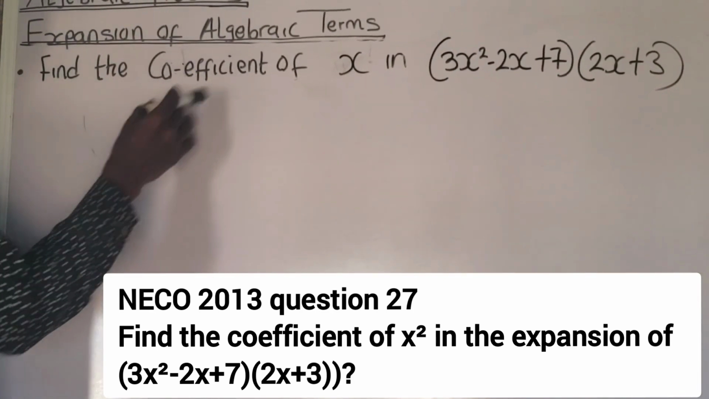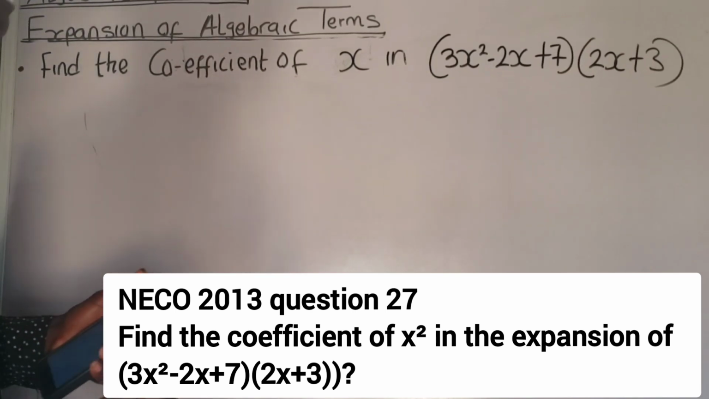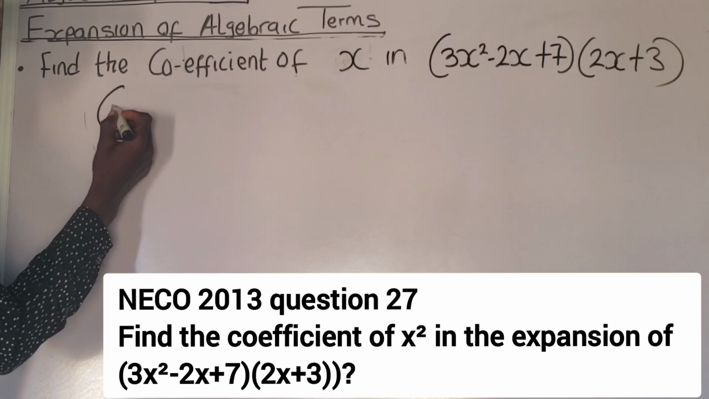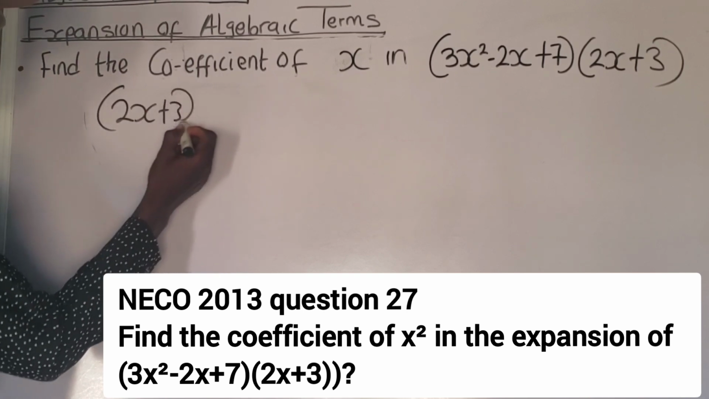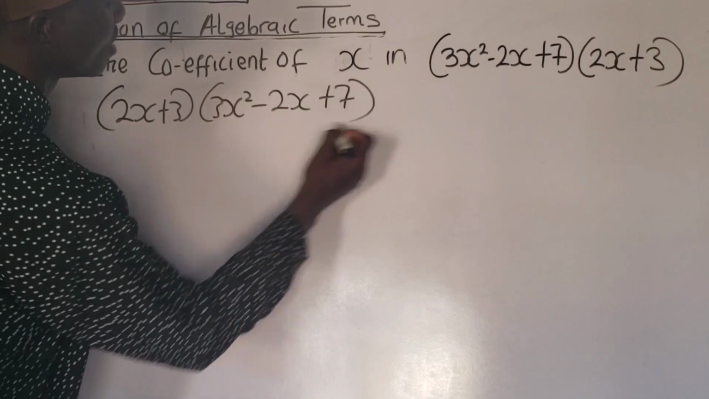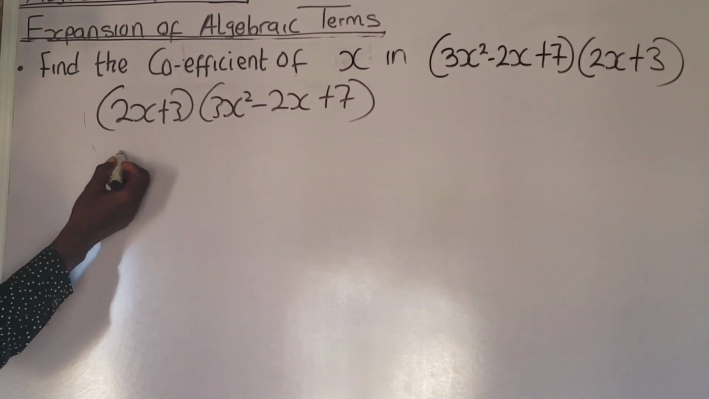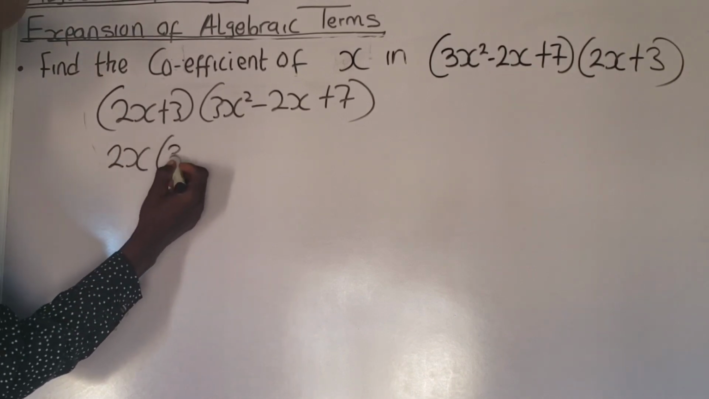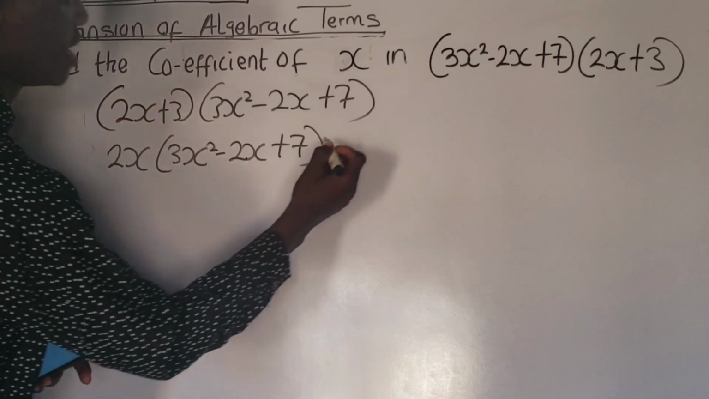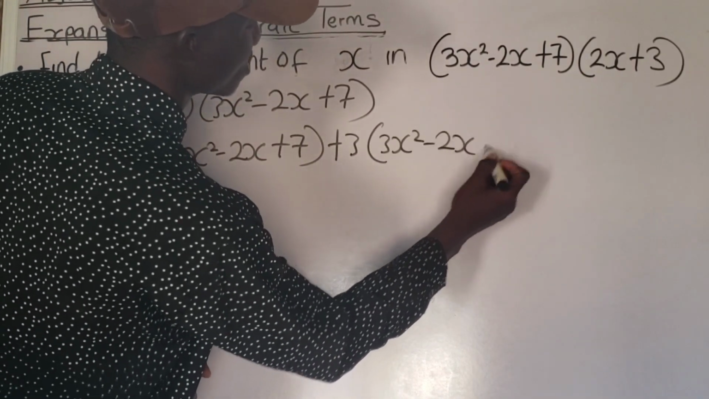We are asked to find the coefficient of x in 3x squared minus 2x plus 7 multiplied by 2x plus 3. Okay, we are going to have 2x plus 3 multiplied by 3x squared minus 2x plus 7. Let us take the product and expand the bracket. For this, I'm going to have 2x into bracket 3x squared minus 2x plus 7, then plus 3 into bracket 3x squared minus 2x plus 7.